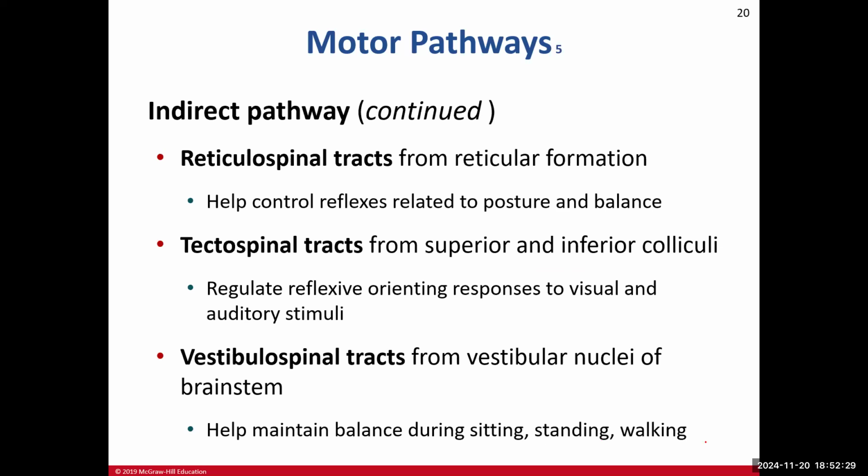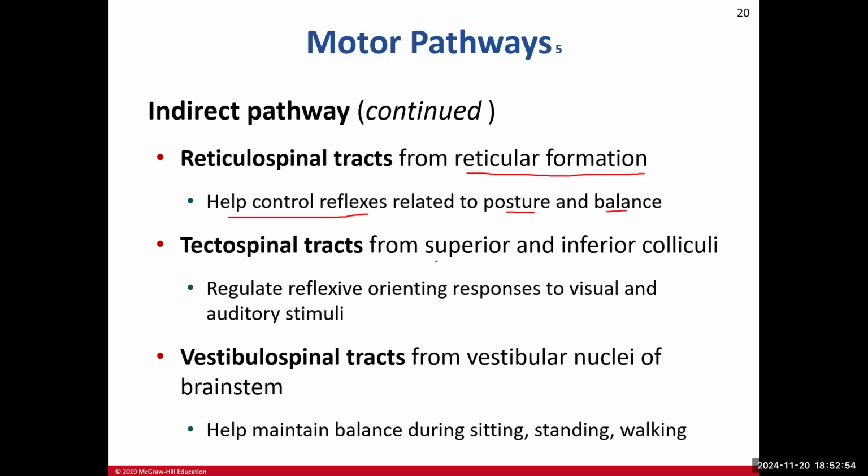Okay, so the reticulospinal, remember, has to do with this structure here, the reticular formation. That was the structure that was responsible for awareness, but since we're talking about motor, it has to do with muscle tone. So this one here is going to help with reflexes that involve both posture and balance.